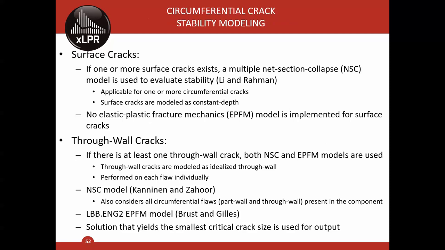So for circumferential cracks, if one or more surface cracks exist, a multiple net section collapse model is used to evaluate stability. This model is applicable to one or more circumferential cracks and evaluates stability under combined tension and bending loading.